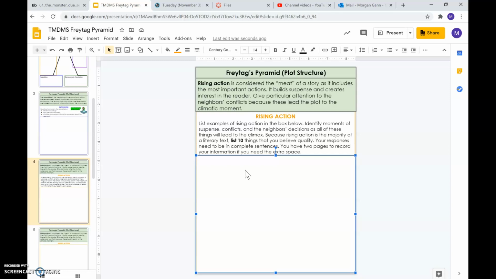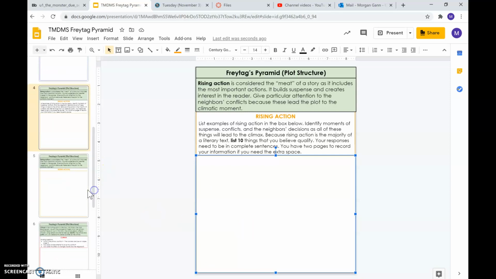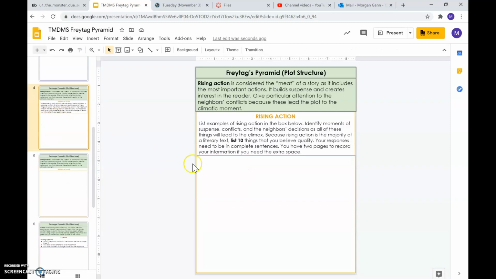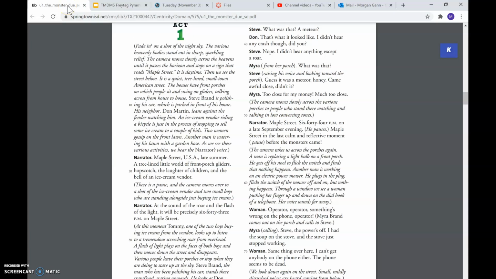Because rising action is the majority of a text, you're going to list 10 things that you believe qualify as rising action. Your responses need to be in complete sentences, and you have 2 pages to record your information if you need the extra space. So you have this box for rising action, and you have this page for rising action. So let's look at it. Let's go back to the story. In the exposition, again, you have the roar and the flash of light.